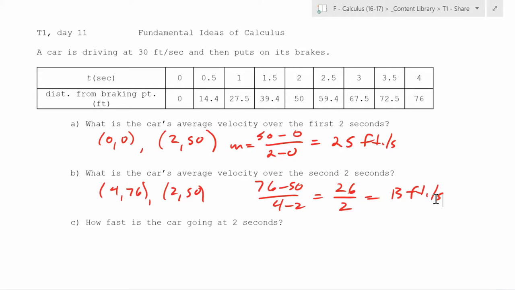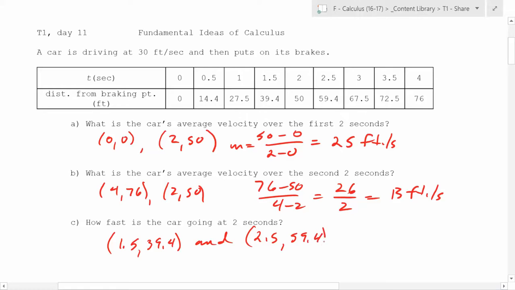We need 2 points. Which 2 points do you want to use that would estimate the slope at x equals 2? What 2 points would you use? Before and after. Yeah, so you could do 1.5 comma 39.4, and what's the other point you could use? 2.5. So that's one way. Pick the closest points around it.